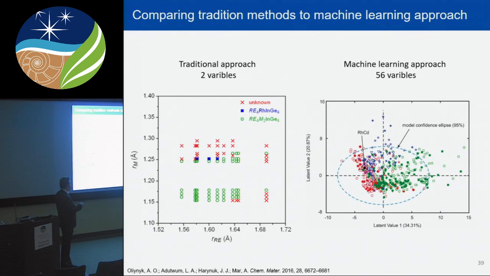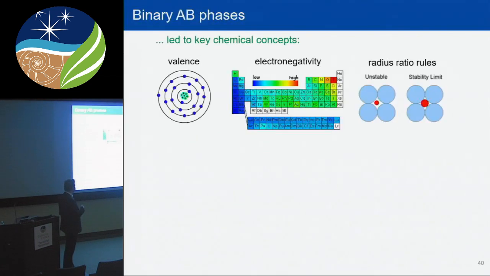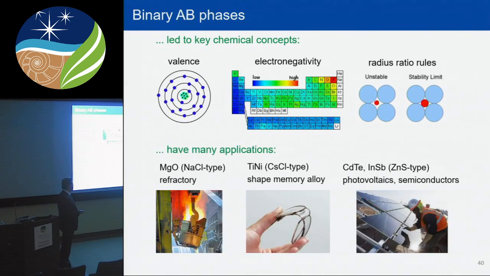Well, with machine learning, we can deal with 50 variables or so and plot them in principal component space and search for clusters of compounds. So first, we tried to predict phases that have the simplest binary stoichiometry, equiatomic ratio 1:1. These compounds are important because they were used to develop some basic chemistry concepts. For example, the electronegativity scale is based on binary compounds, and valency, the very chemical properties, is also based on 1:1 compounds. These are also very cool materials. Some of them can be used as refractory materials, some are good semiconductors, and so on.